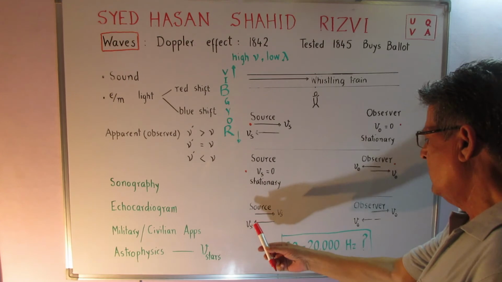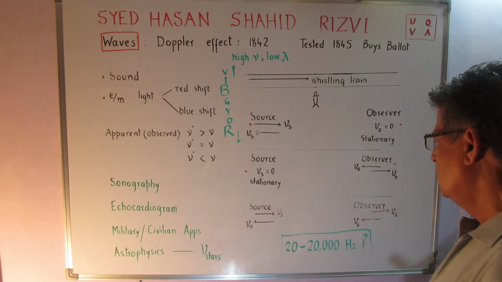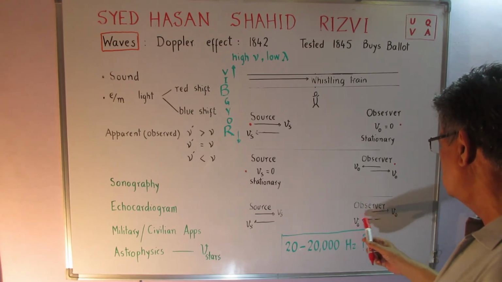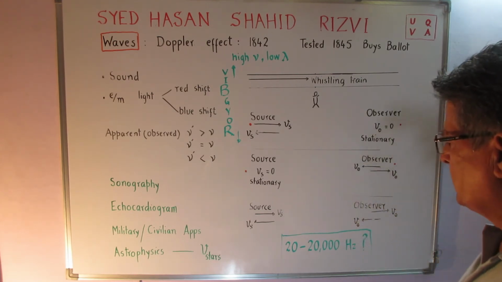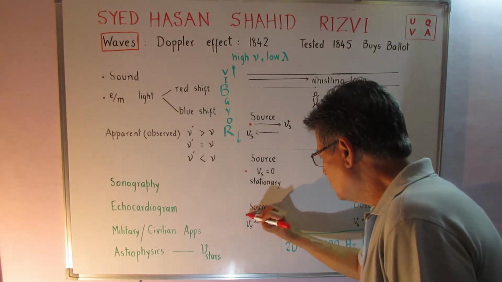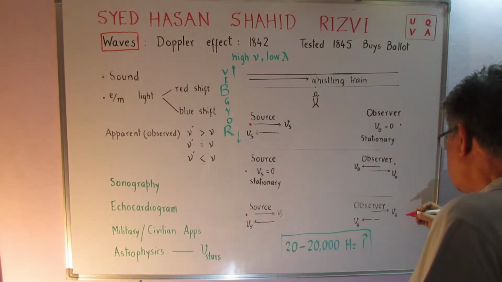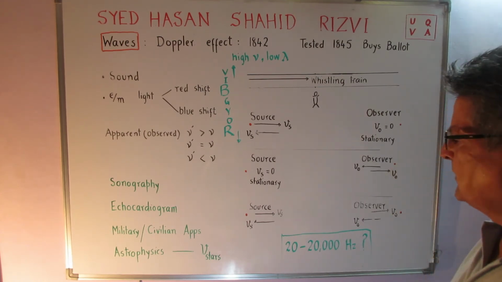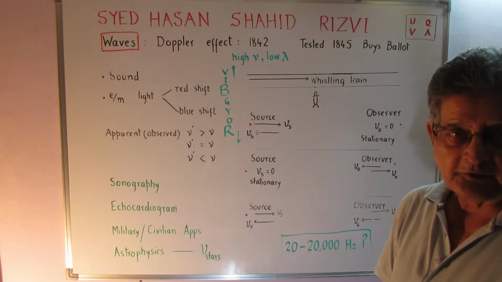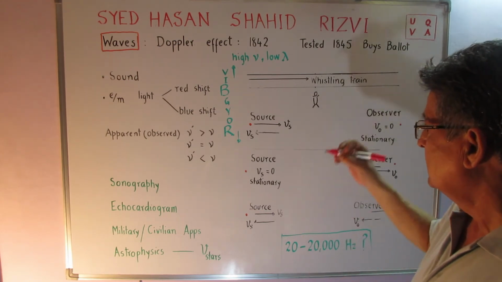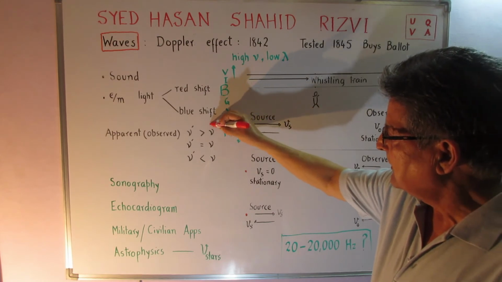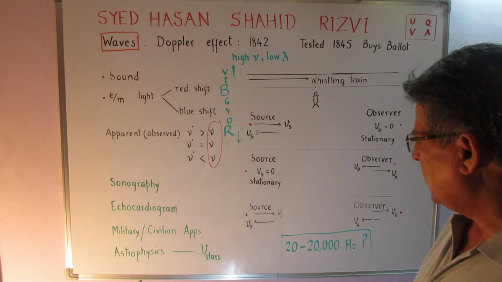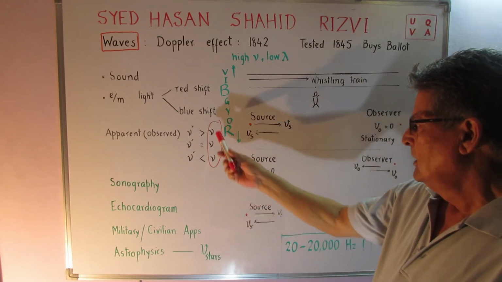The source is also moving towards or away from the observer, and the observer is also moving away or towards the source. So both of them are moving, both are mobile, and they have a different mathematical treatment. If we give the frequency nu, as I said here, this is the actual frequency, then the frequencies that we obtain are calculated.